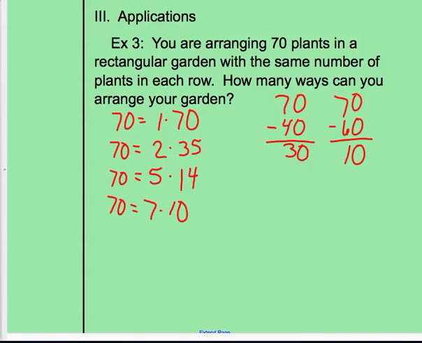8, hopefully you know your multiplication chart. 8 does not go into 70. 9 does not go into 70. And then we get back where we started with 10.